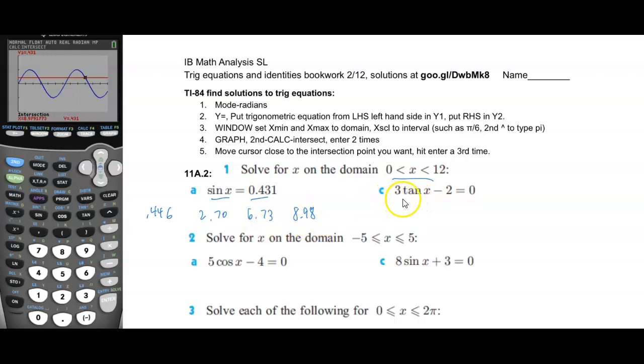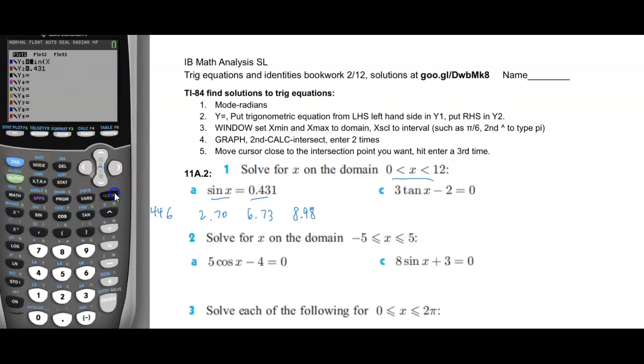Okay, next one, we're going to do 3 tangent x minus 2 equals 0. There's a couple ways you could do this. You could either put this into y1 and this into y2, or you could add 2 to both sides, and then put 3 tangent x on one side and plus 2 on the other side. But let's just make it easy for ourselves. We're just going to put this in the calculator. And actually, when it's equal to 0, you can use second calc 0 instead. So let's try that, just to learn how to do second calc 0 as well.